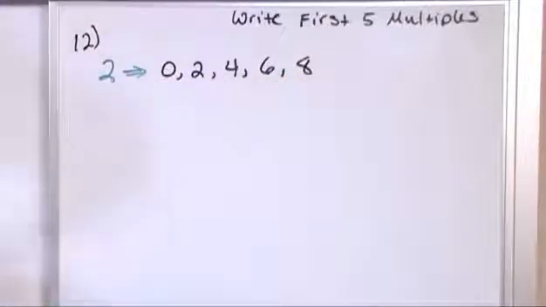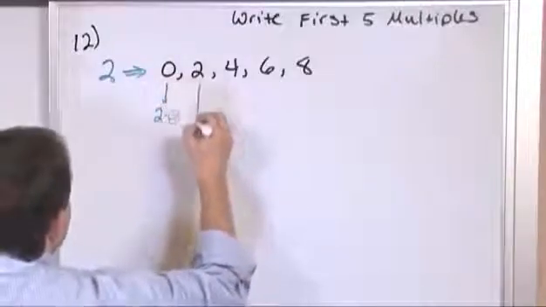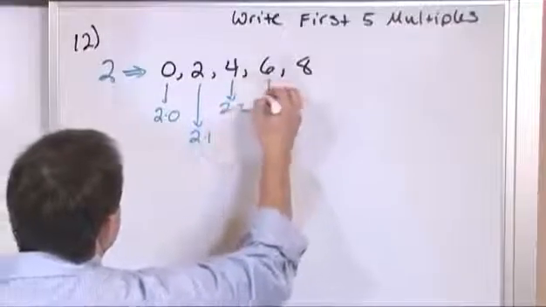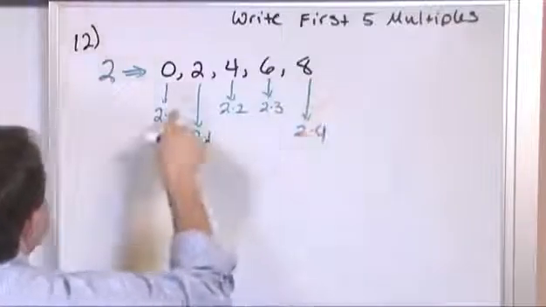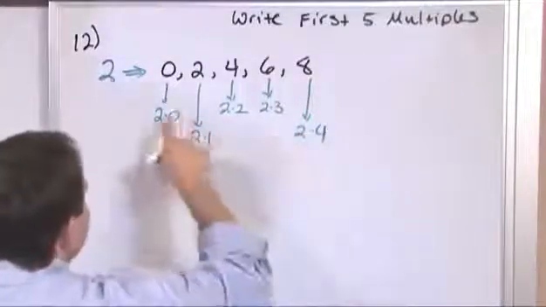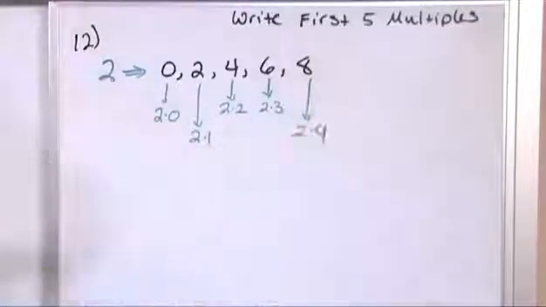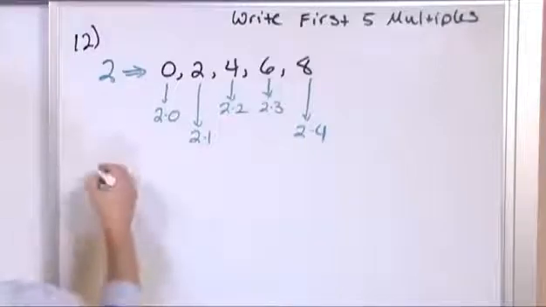And to just absolutely drill it home, this is 2 times 0, this is 2 times 1, this is 2 times 2, this is 2 times 3, and this is 2 times 4. So these are the 5 multiples, because you're just basically taking your base number and multiplying it by a number, so you're getting a multiple. Now let's say you wanted to find the first 5 multiples of the number 3.